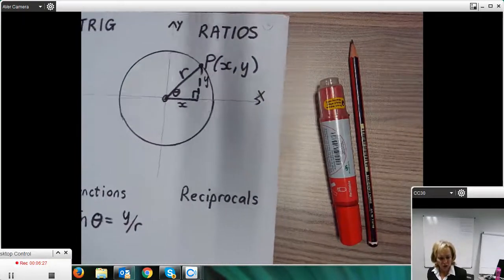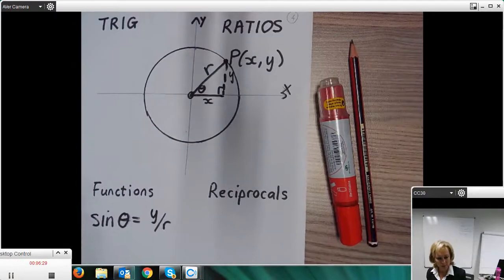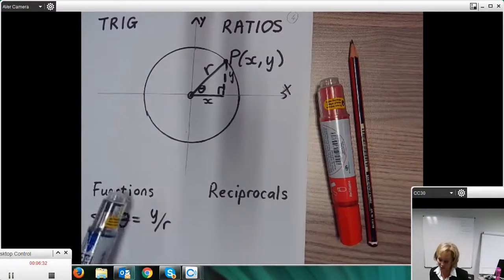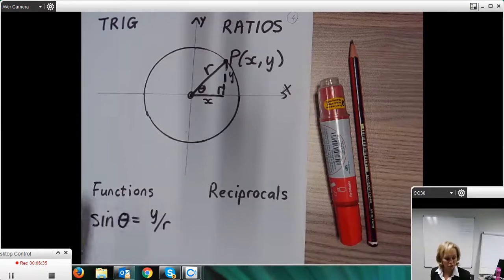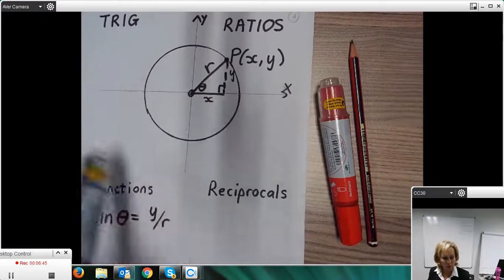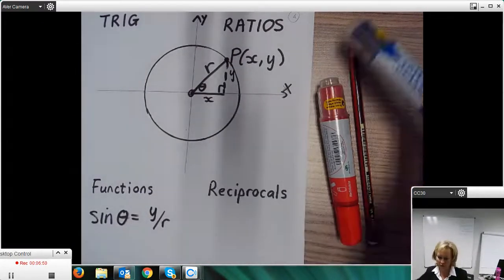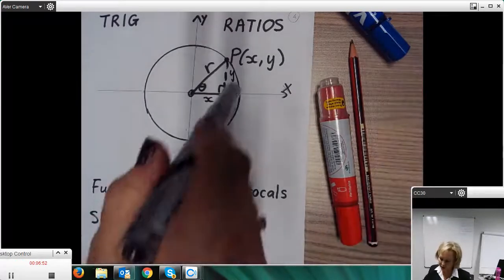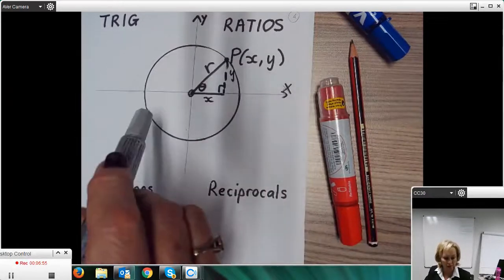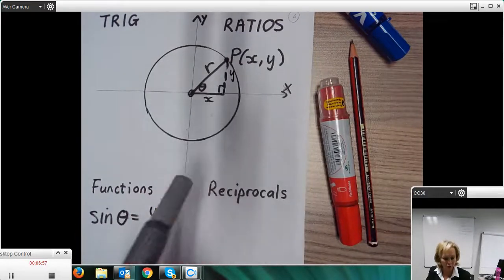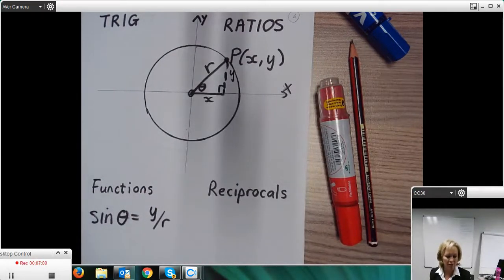Trig ratios is the next topic. And first I want to define the three fundamental trig functions in terms of x, y, and r, and then we will look at their reciprocals. So again, we work in a circle of radius r units. Remember, the radius is always positive, and it's always a constant measure for any point. Doesn't matter where the point lies on the circle, the radius is always that constant measure of the distance from the origin to the point.